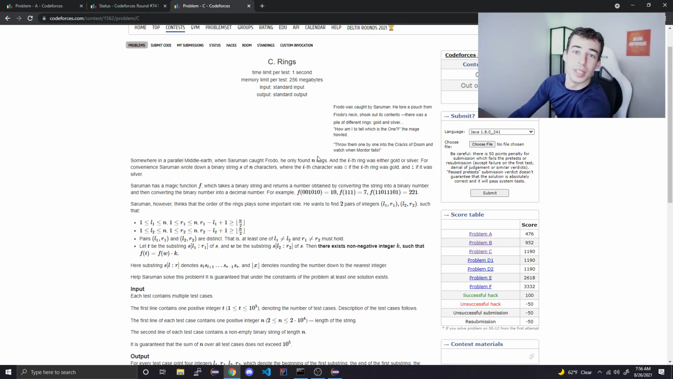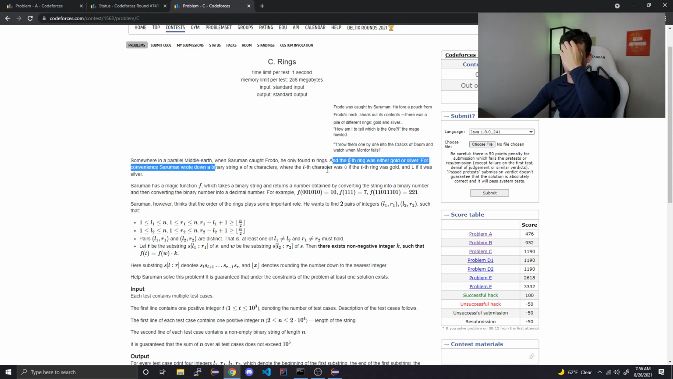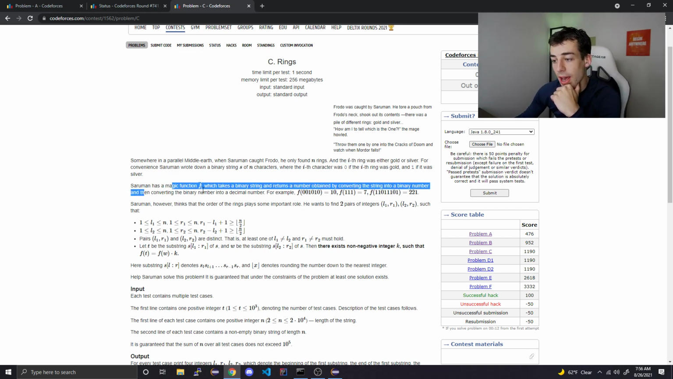Nice, nice. Brilliant. All right, somewhere in the parallel Middle Earth, when Saruman caught Frodo, he found N rings. And the ith ring was either gold or silver. For convenience, this person wrote a binary string of N characters where the ith character is 0 if it were gold, and 1 otherwise. Saruman has a magic function f, which takes a binary string and returns a number by converting it into a binary number, and then converting the binary number to decimal notation. So you take a string, and if that were a binary number, what number is it?